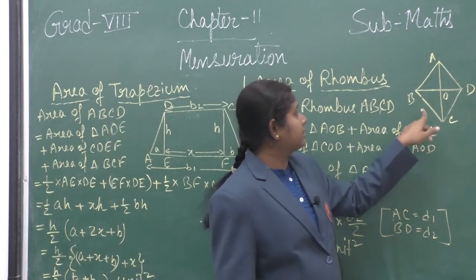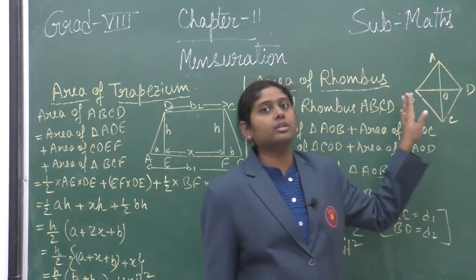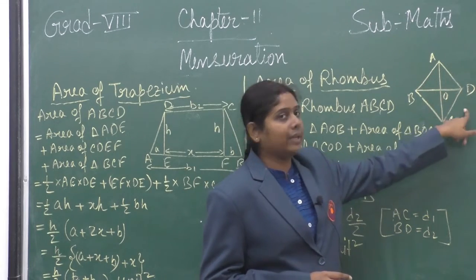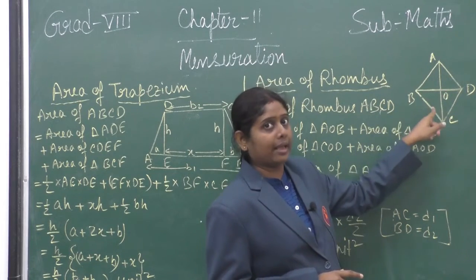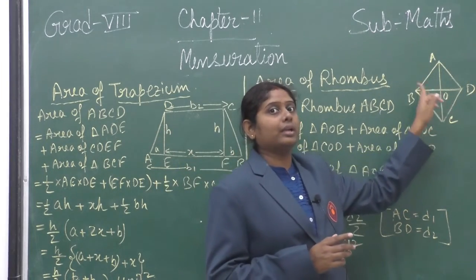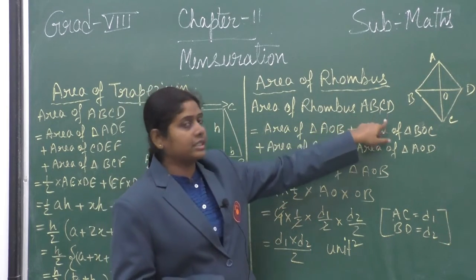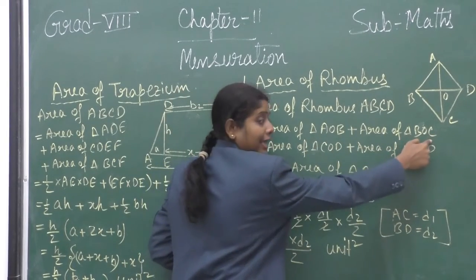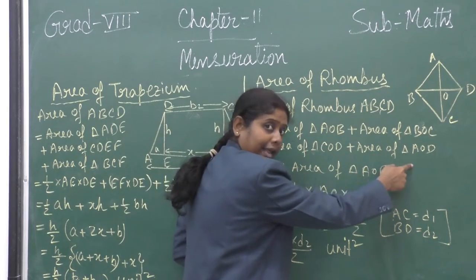To find out the area, this is our figure ABCD, which is a rhombus. To find out the area of the rhombus, first we will draw the diagonals AC and BD, which bisect each other at the point O and form 4 triangles. If we add the 4 triangle areas, then we will get the whole rhombus area. So, area of rhombus ABCD is equal to area of triangle AOB plus area of triangle BOC plus area of triangle COD plus area of triangle AOD.